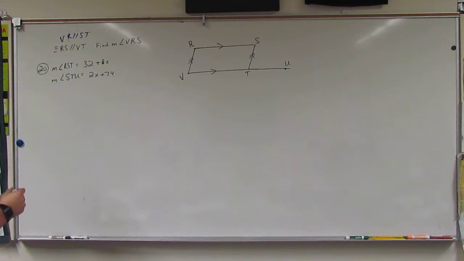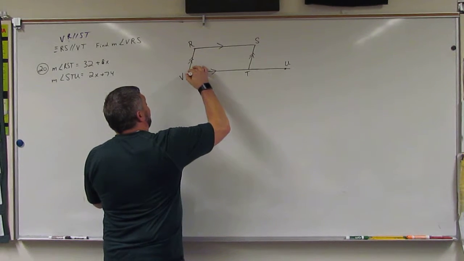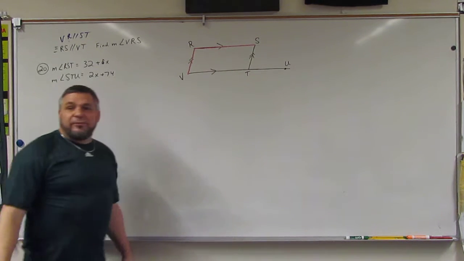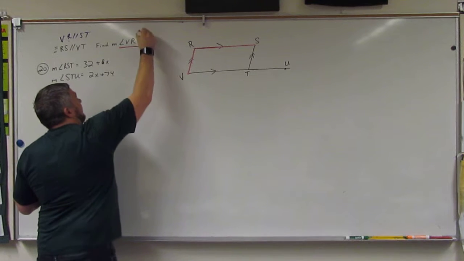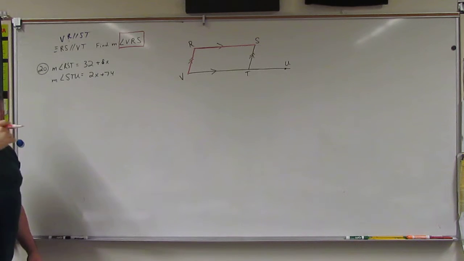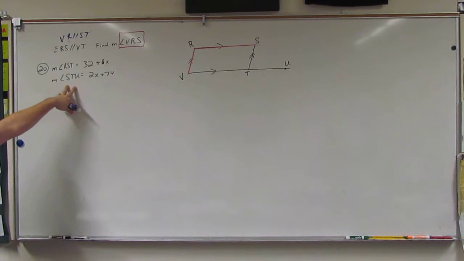So let's go through and list some things we have. We know that we're looking for VRS. So yeah, it is going to matter, because we're looking for this one. VRS. That's the one we're looking for. That's this guy right here. To find VRS, we need to use the other information, right?